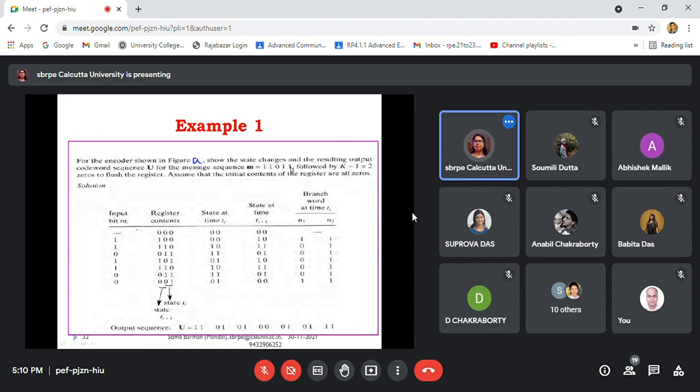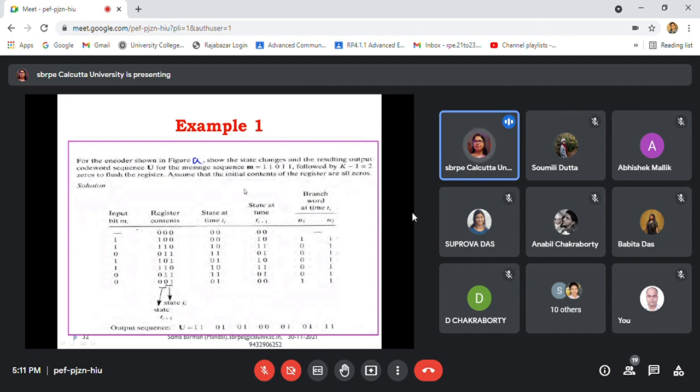But you have to give extra 2 bits to the encoder to flush all the content of the shift register, because constraint length is equal to 3. So K minus 1, that is 2 flushing bits, should also be given to your encoder to clear the shift register content. That's why your input is 1 1 0 1 1, but extra 2 bits are given here. This shows the register content, which I have already explained in this table.